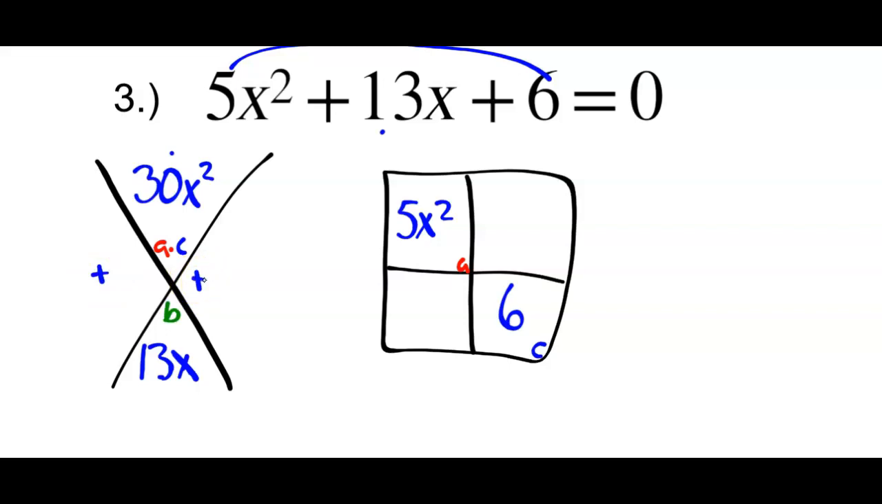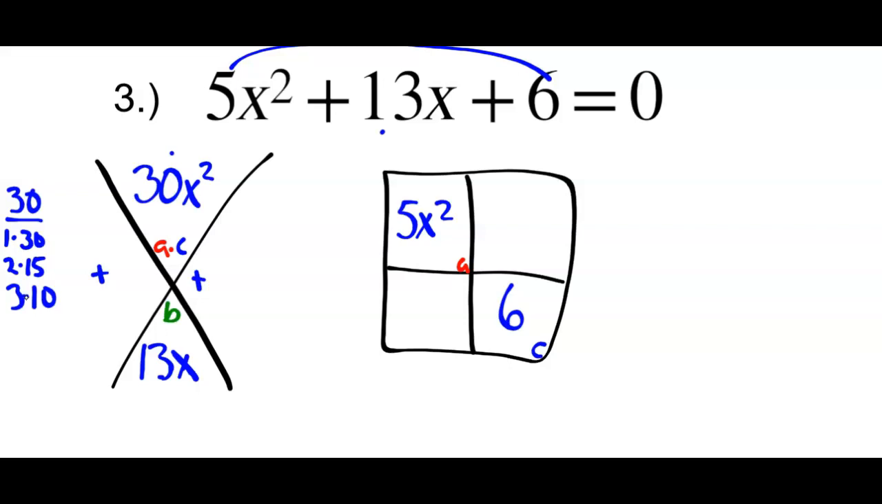Okay? So I've got 30. Let's see. I've got 1 and 30. Does that add to 13? No. I've got 2 and 15. Does that add to 13? Nope. I've got 3 and 10. Could that add to 13? It sure could. That might be my answer. But let's just double check.